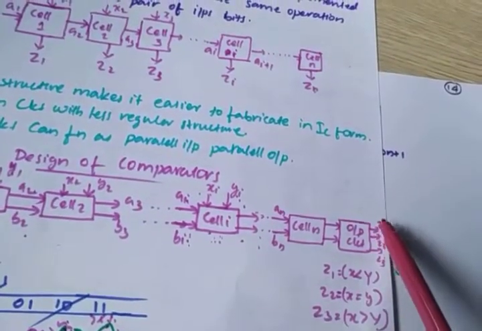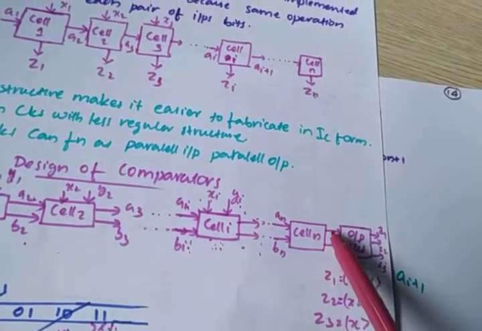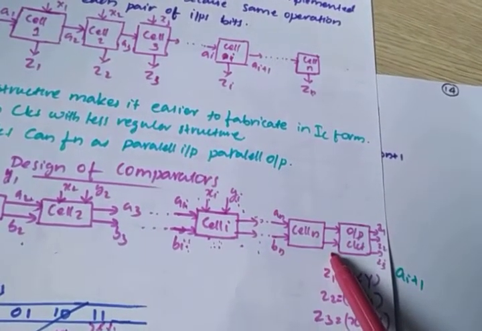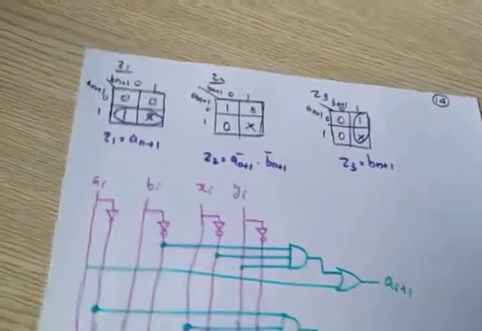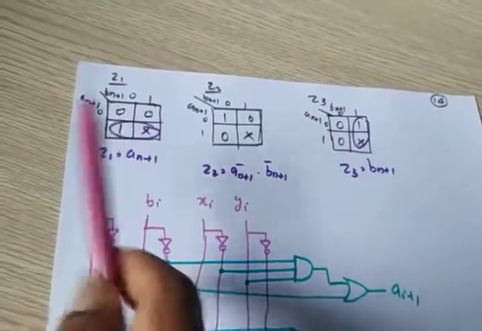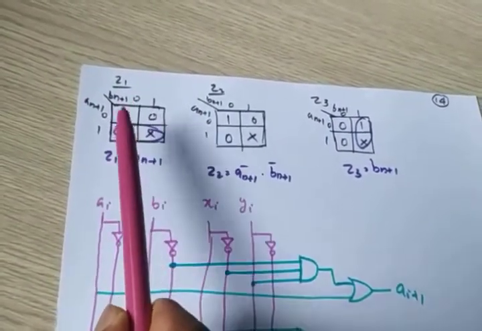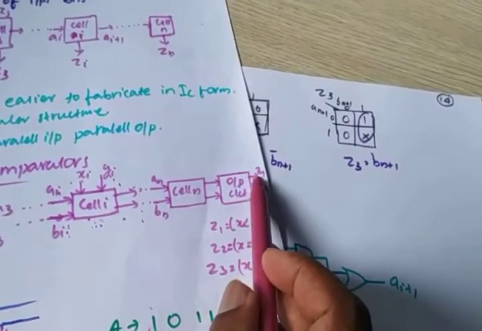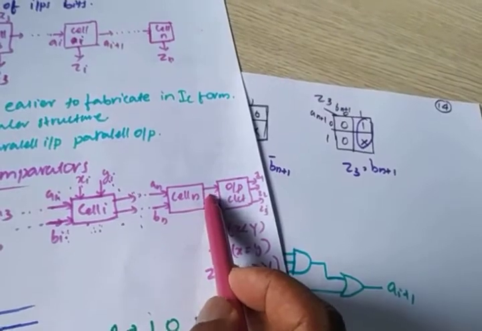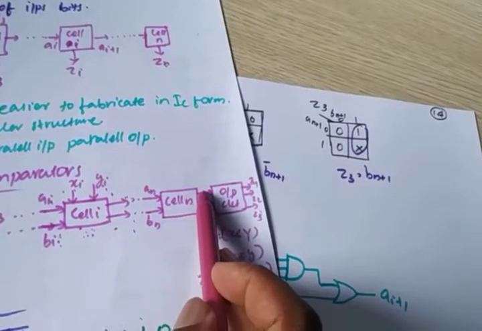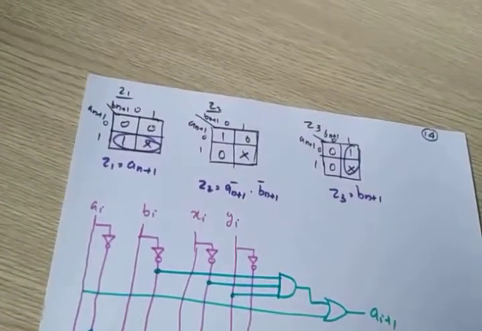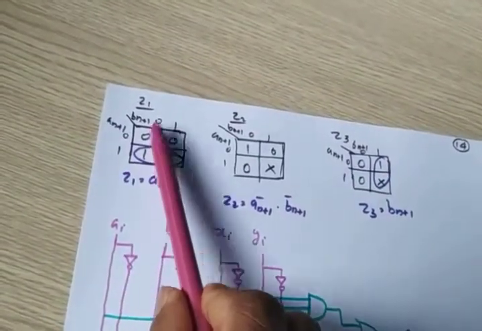This z1, how to write z1? See, look at here. Z1 directly depends upon this an plus 1 and bn plus 1. Okay, so there is a direct dependency. So z1 depends on an plus 1, bn plus 1. Why? Because it is written there in the output circuit. Z1 directly depends upon this, Z2 depends upon this, Z3 also depends on, what is this? An plus 1, bn plus 1. So Z1 is an plus 1, bn plus 1.